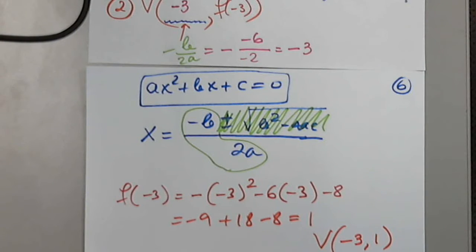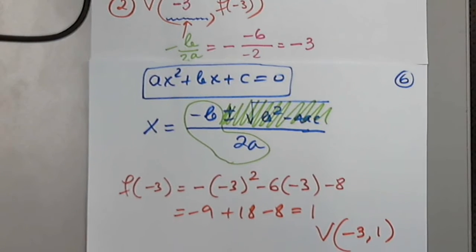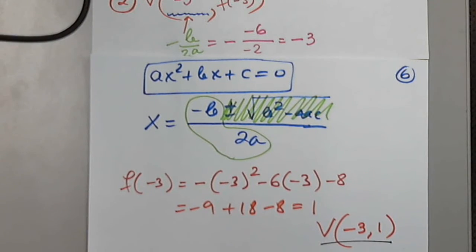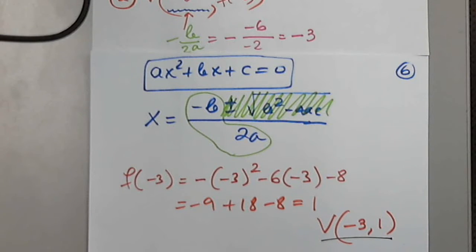Step number 3. We already plugged it in. I mean the point, the ordered pair. No, we already did. That's all we needed to find the vertex. Now I want the x-intercepts, and I'm going to say, if they exist.